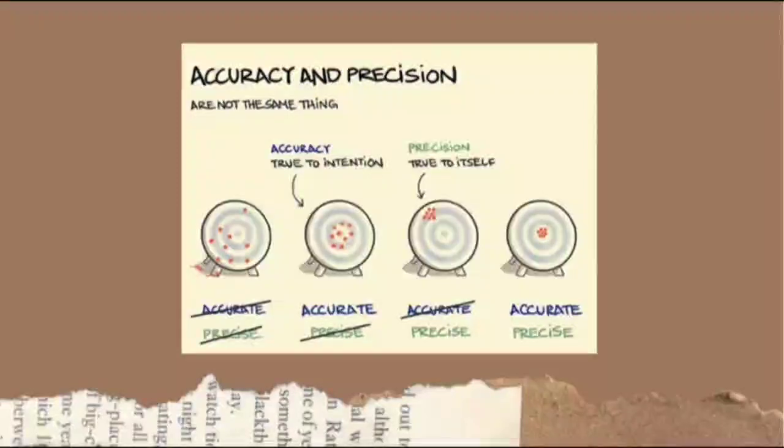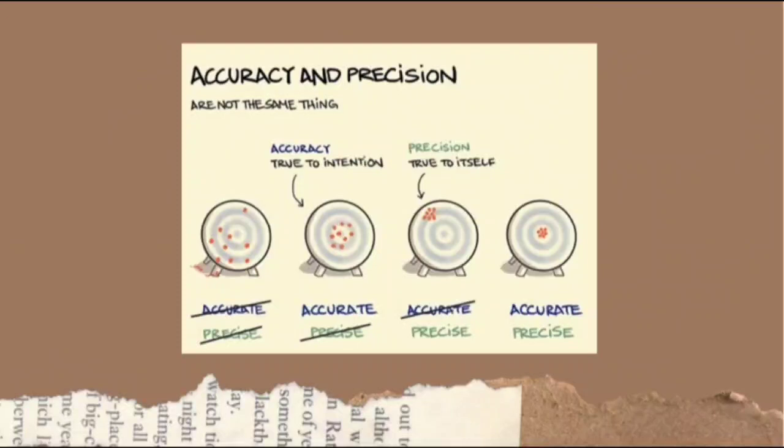So, accuracy and precision are not the same thing. Accuracy is true to intention, while precision is true to itself. The first object, as you can see, is neither accurate nor precise. Kung makikita nyo, the dots ay medyo malayo sa isa't isa and malayo rin siya sa target point.